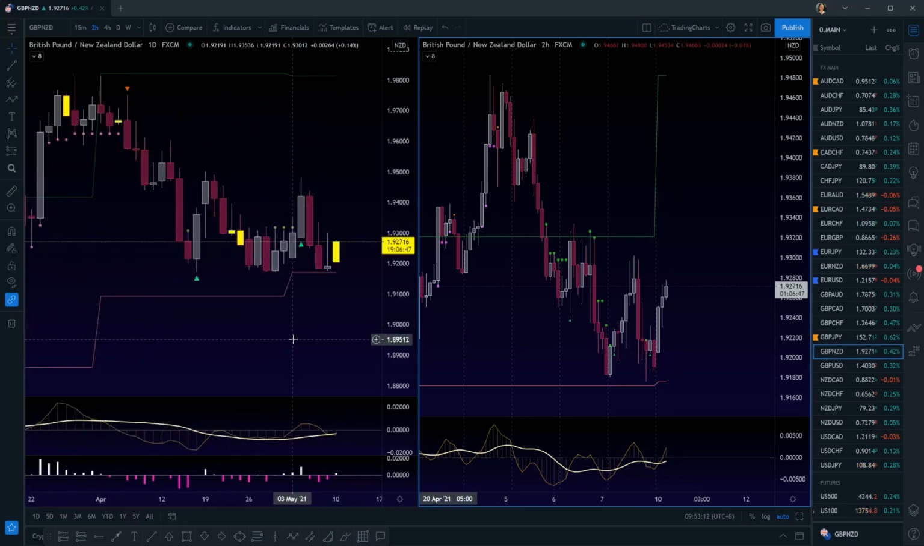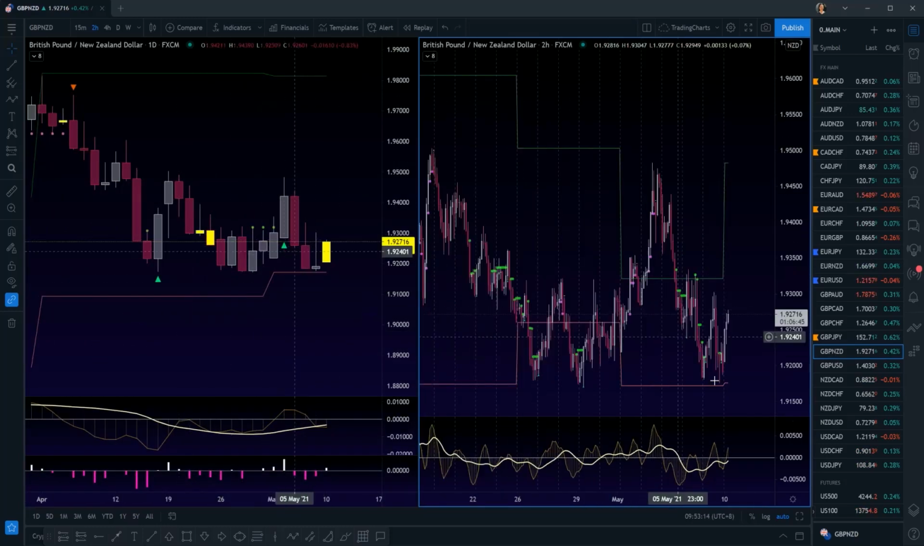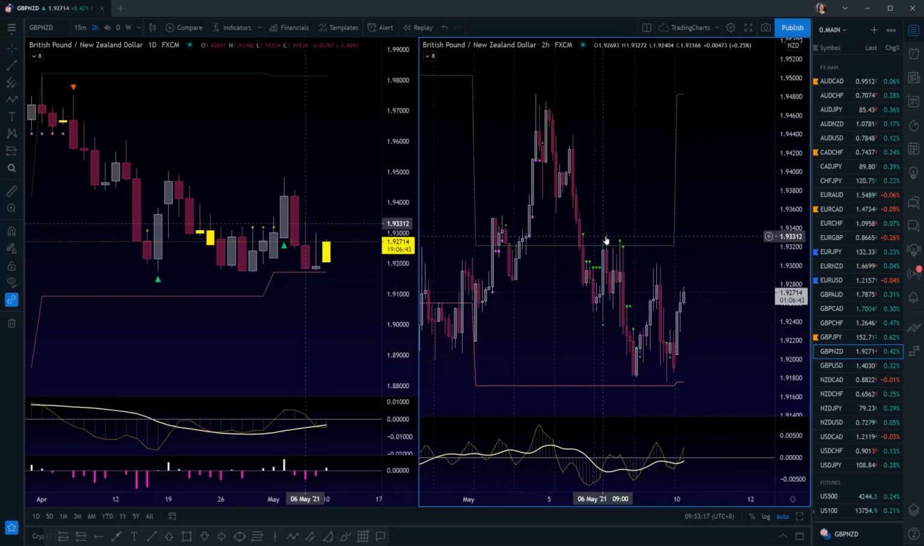Pound, New Zealand dollar. Yeah, it's just lower highs. So not quite ready. We'll skip this.